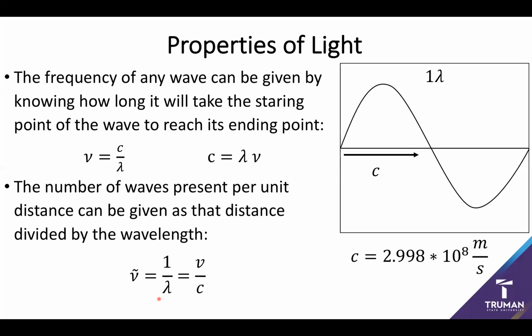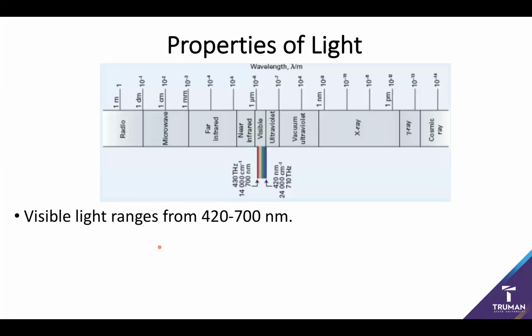So one of the big things that we need to do is get an instinct for how all of these interrelate. A good place to start is looking at our good old friend, the electromagnetic spectrum. Keep in mind that visible light typically goes from about 420 nanometers, which is going to be our violet light, up to about 700 nanometers, which is going to be red.